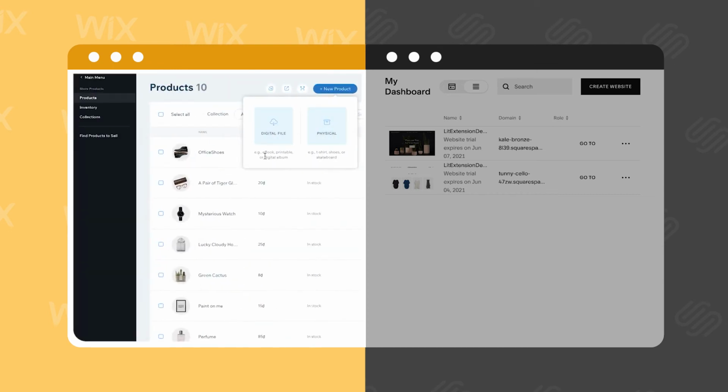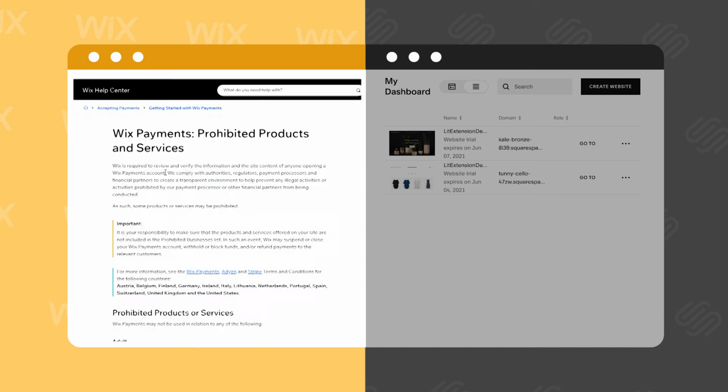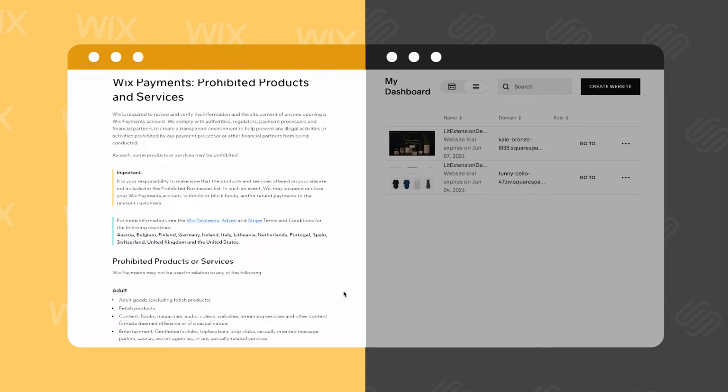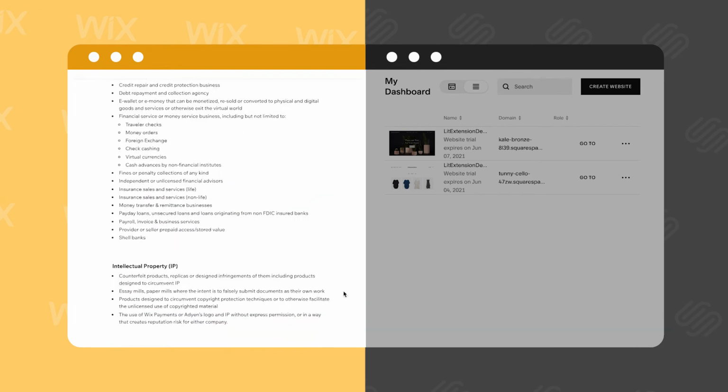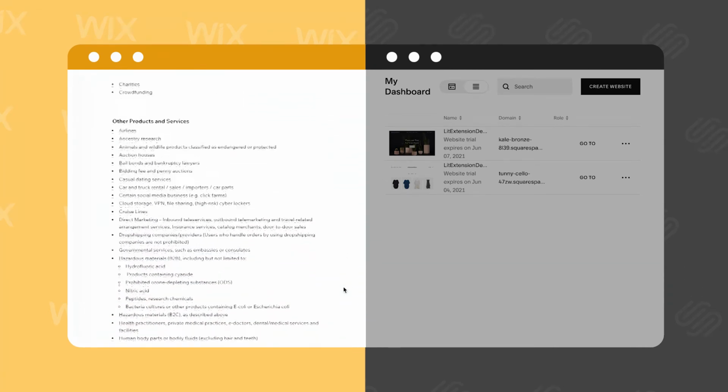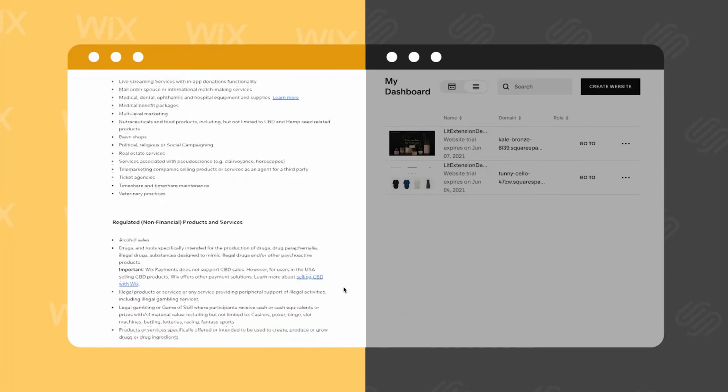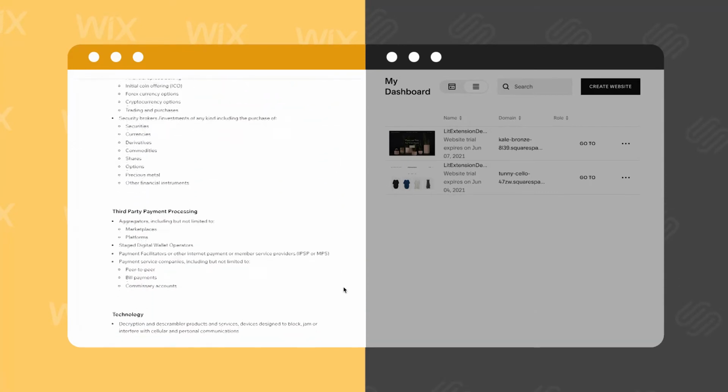Furthermore, in terms of product types, Wix gives you the flexibility to sell physical and digital products. But before making your Wix store go live, please make sure that the product type you are selling is up to snuff. There are quite several product types and services that Wix prohibits users from selling on their website.